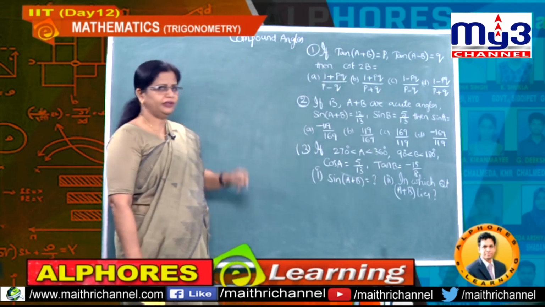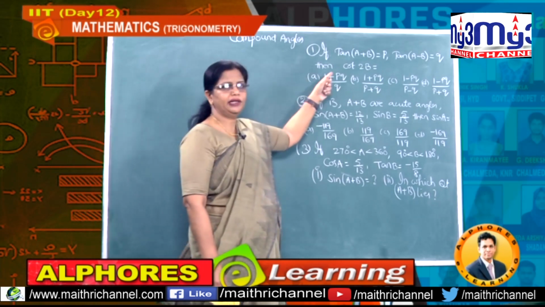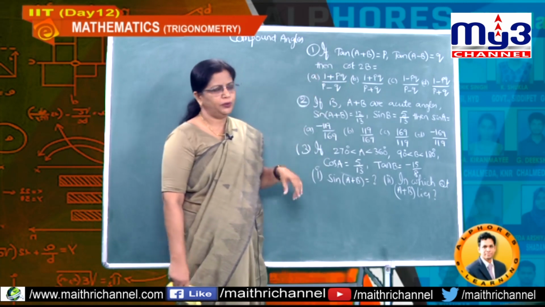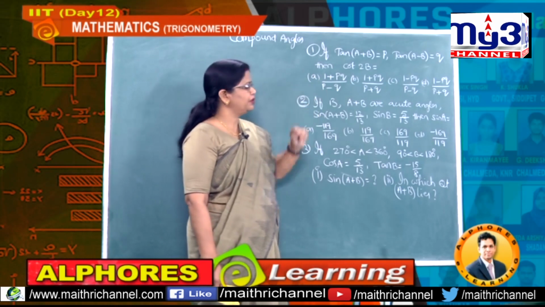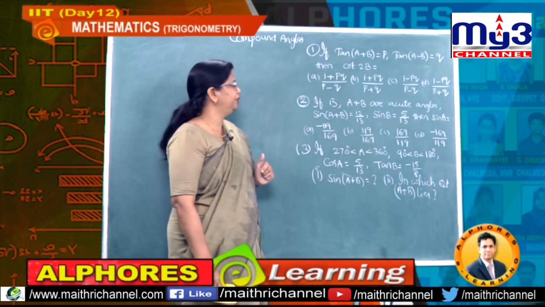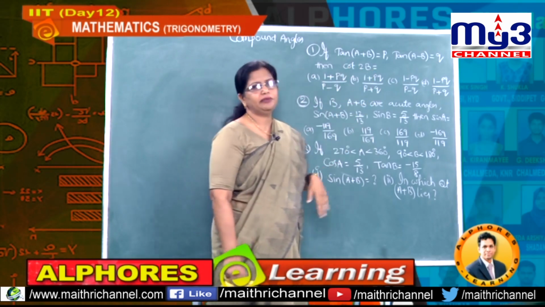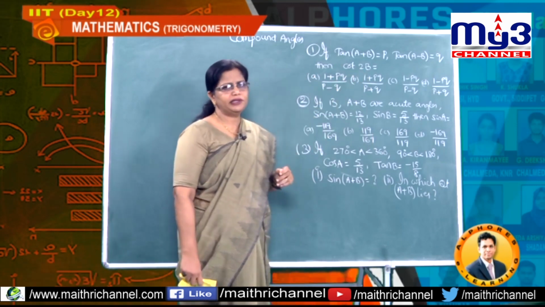Students, observe these 3 problems also. Now the first problem is given as tan(A plus B) equal to P, tan(A minus B) equal to Q, then what is the value of cot 2B? These are the options given in terms of P and Q. A plus B and A minus B are given, but they are asking for the angle 2B, understand?